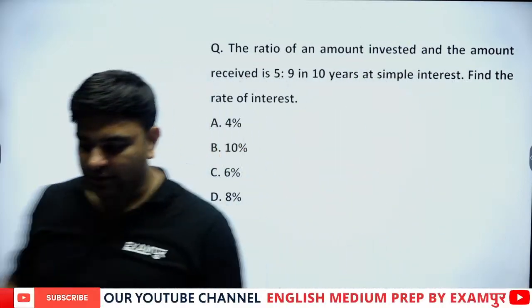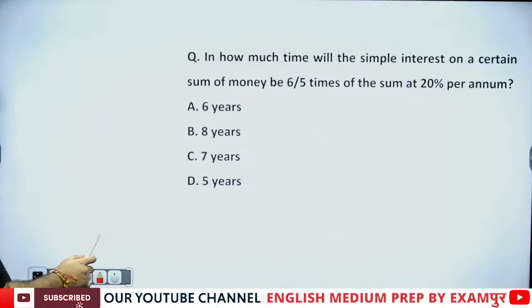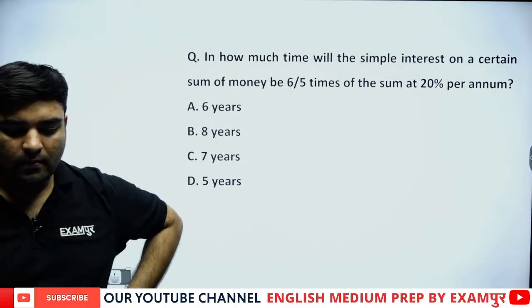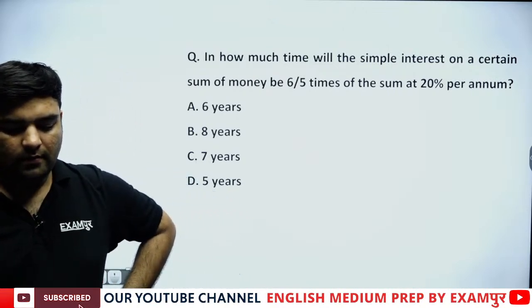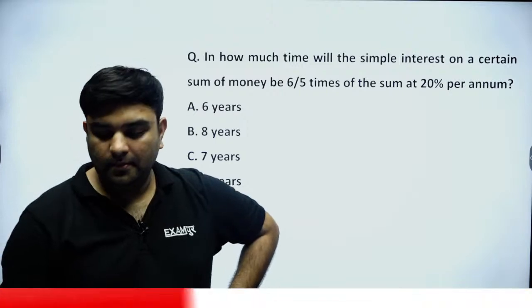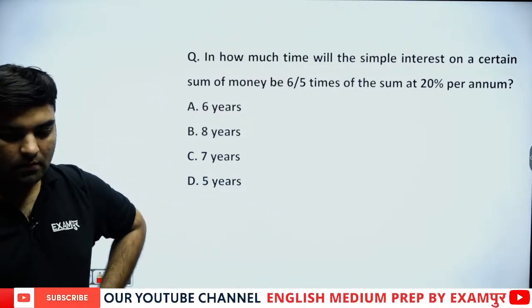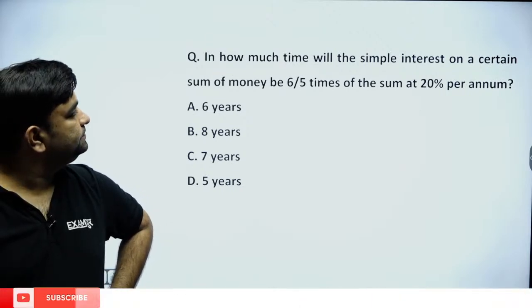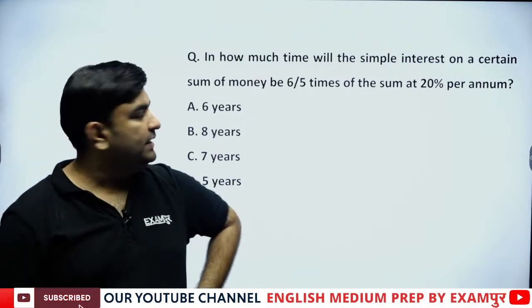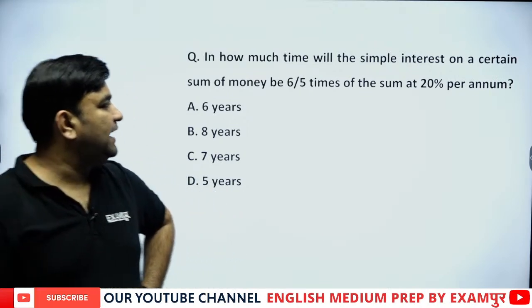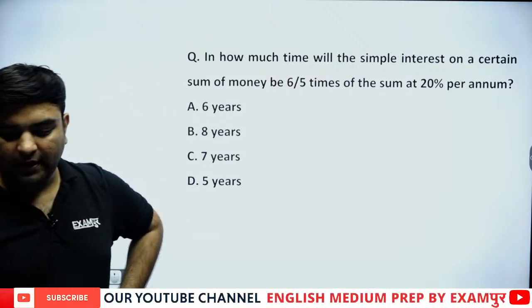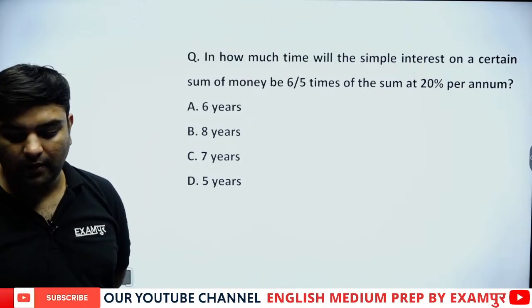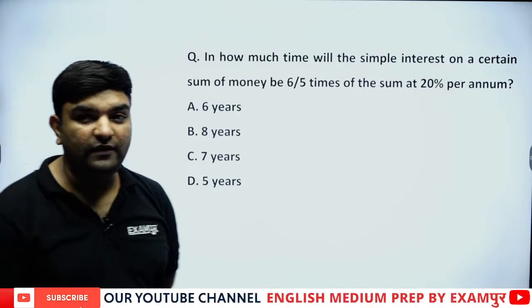Next. Quite good questions. In how much time will the simple interest on a certain sum of money be 6 by 5 times of the sum at 20% per annum rate? Simple interest is 6 by 5 times of the principal.